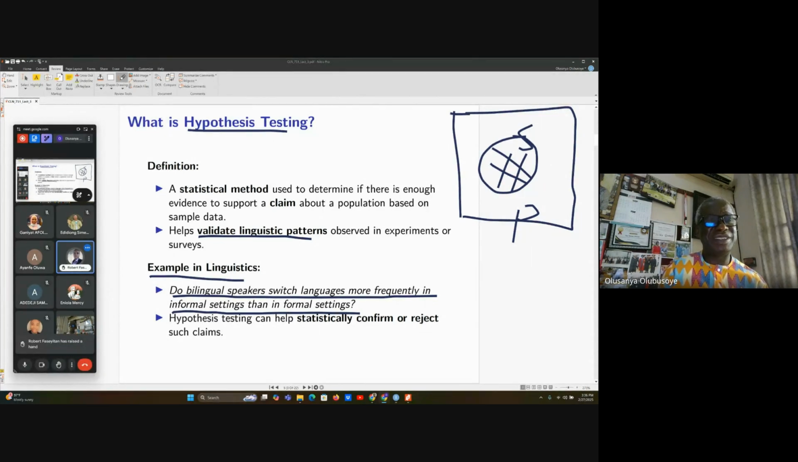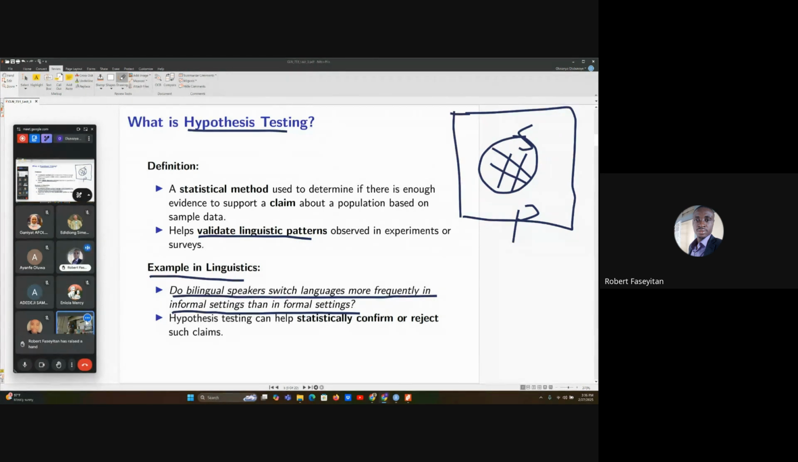Yes, Robert. I think that hypothesis is right. If I'm with my friends, in an informal setting, I switch more as a bilingual. I speak English and Yoruba, so I switch more than if I'm in a formal setting. The consciousness is there that when I'm in a formal setting, I tend to adhere to the language I'm speaking.